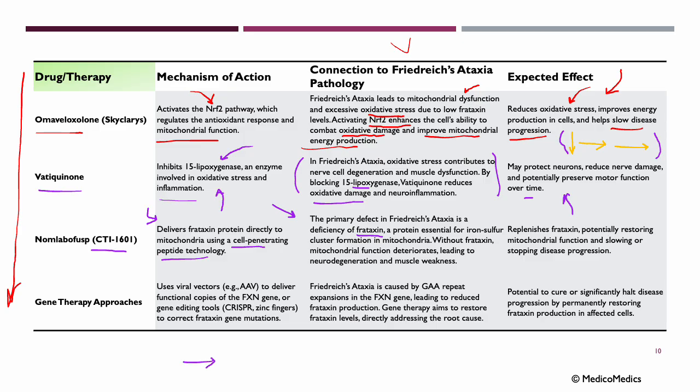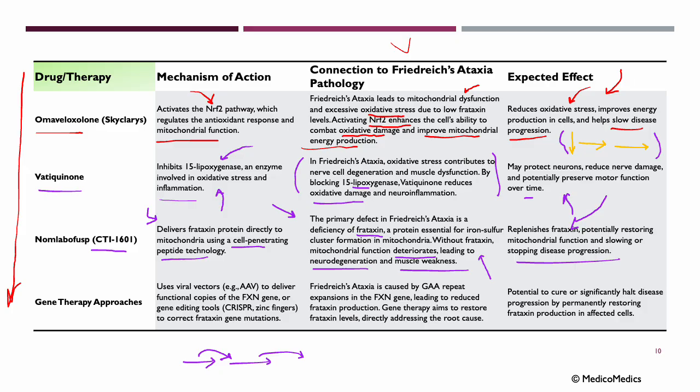Because of the GAA repeats, we couldn't get enough mRNA from this DNA. And because of that, we will not have enough translation into functional protein. And we need this frataxin for iron-sulfur cluster formation in our mitochondria. So without it, the function deteriorates, leading to neurodegeneration and muscle weakness. So it's quite straightforward. It's to increase levels of frataxin, potentially then restoring mitochondrial function and slowing or stopping disease progression.